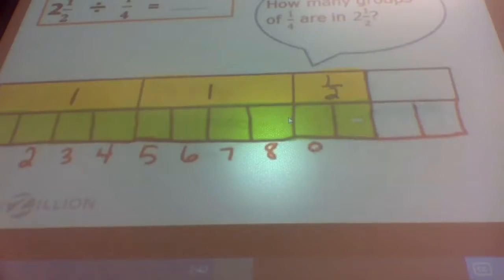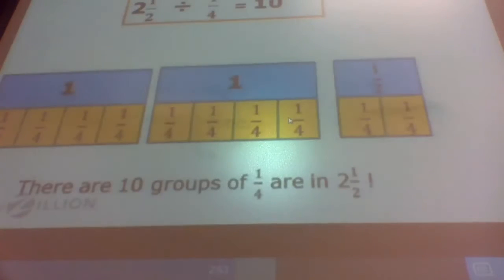In our last half, we see we only need 2 of the last 4, we don't need the whole. That makes a total of 10 groups of 1/4 in 2.5. 2.5 divided by 1/4 equals 10. We will be able to make 10 hamburgers from the 2.5 pounds of meat.